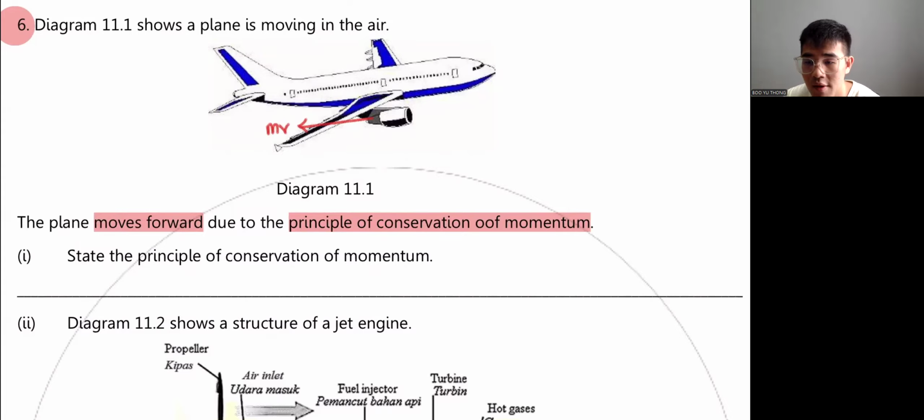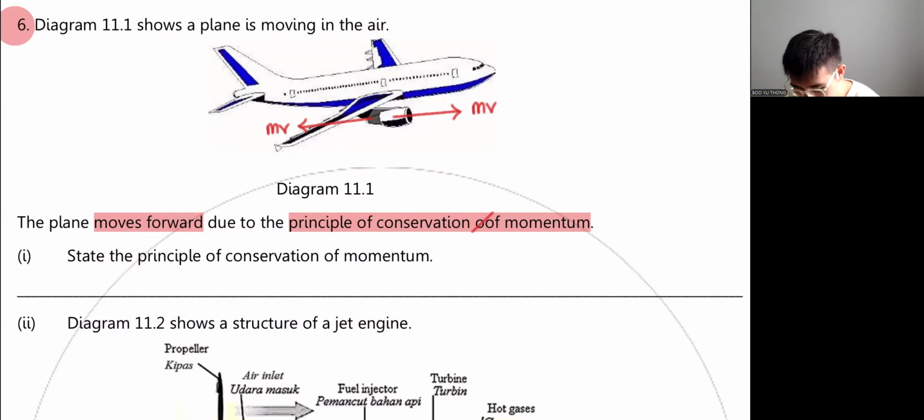the momentum. Remember? So when the gas expels backwards, producing backward momentum, according to the principle of conservation of momentum, the plane will get the same amount of forward momentum. So the momentum produced backward will be basically the amount of momentum produced on the aeroplane, causing it to move forward. Right? So that's basically the principle of conservation of momentum. Oh, typo. It's not OOF, it's just OF.